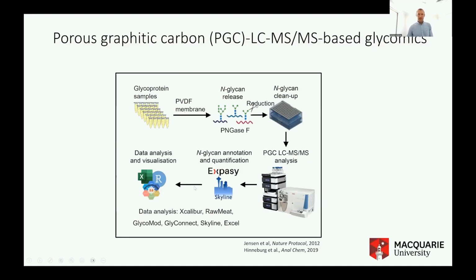Focusing on glycomics, what we're doing at Macquarie, and have been doing for now more than 10 years, is to focus on a so-called PGC LC-MS method. PGC is short for porous graphitic carbon.